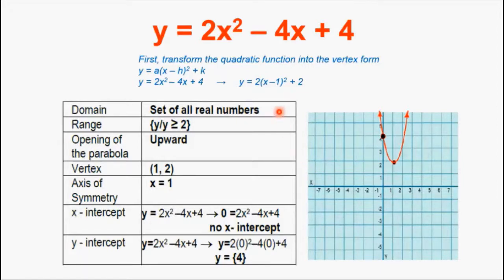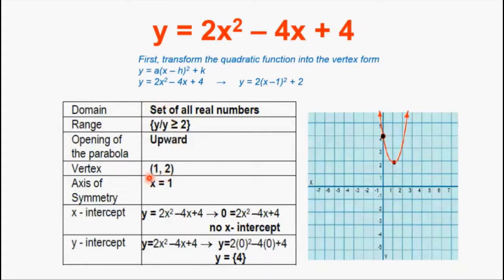all real numbers. Sa range naman, greater than or equal to kasi ang A natin ay positive at kita sa vertex na ang k natin ay positive 2. Kaya ang range is the set of all y where y is greater than or equal to 2. Dito galing yon. Ang kanyang vertex ay nasa point 1, 2. Ang h ay 1 at ang k naman ay 2.